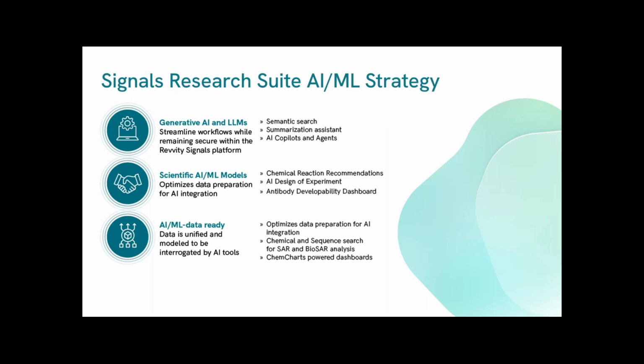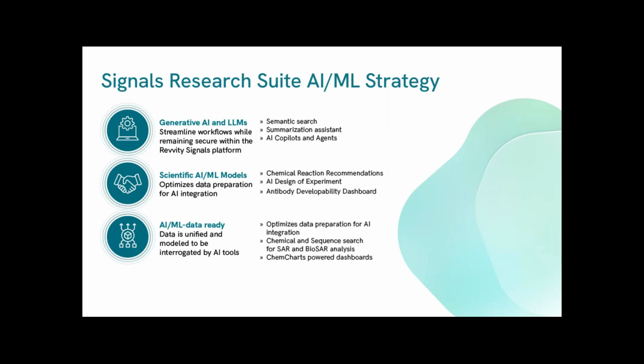And then we're focusing on three pillars with regards to our strategy. The first pillar is generative AI and large language models to do things like semantic search, help you summarize your work, and in general, serve as a co-pilot for you. The next pillar is scientific AI and machine learning models. We know that the AI machine learning environment is evolving very quickly right now. So we want to streamline how you integrate those third-party AI machine learning tools into the platform, if you're using ones yourself. We will also be leveraging this kind of technology to integrate them ourselves. This will allow us to implement things like chemical reaction recommendations and antibody developability dashboards, which Zev is going to show you some examples of in a moment.